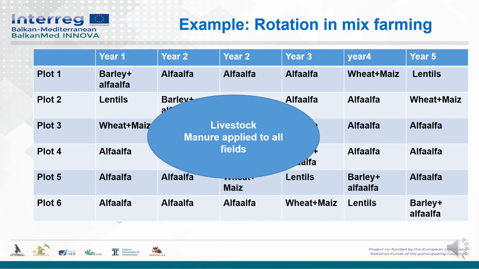In this case, livestock manure is applied to all the fields, and this is a good benefit. The animals benefit from the cultivation, and the cultivation plots benefit from livestock through the application of livestock manure.